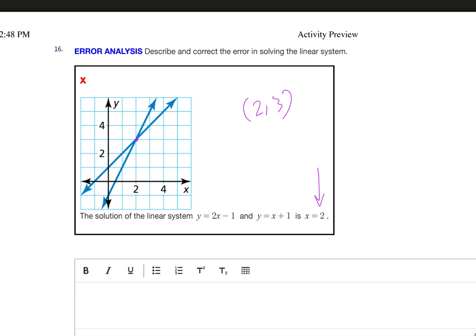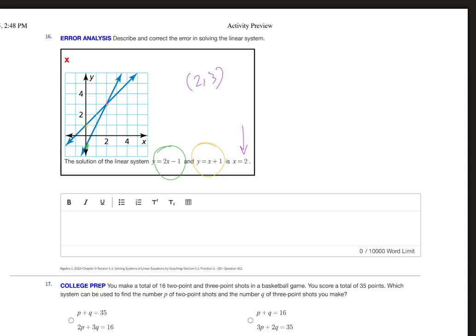I'm going to check that the guy graphed these correctly first. So we'll do this one green. Negative 1, rise 2, run 1. Okay, that looks good. And then we'll make this one yellow. The y-intercept's 1, the slope's 1. Okay, that's good. So I'm pretty sure the solution is going to be, like I said, (2, 3).